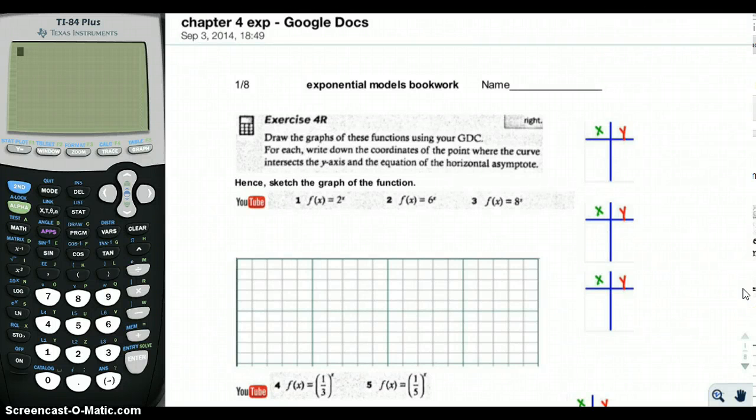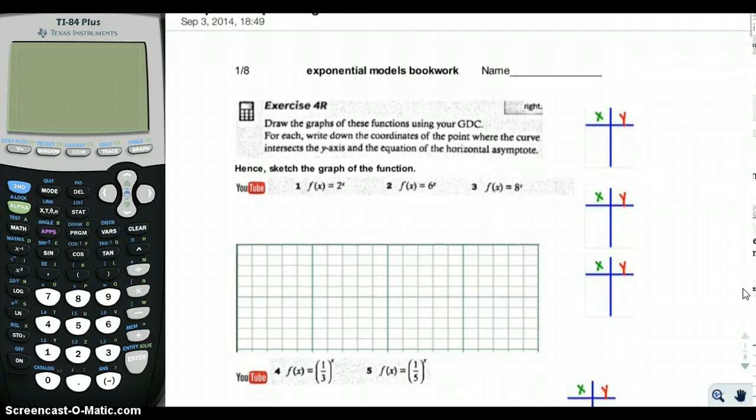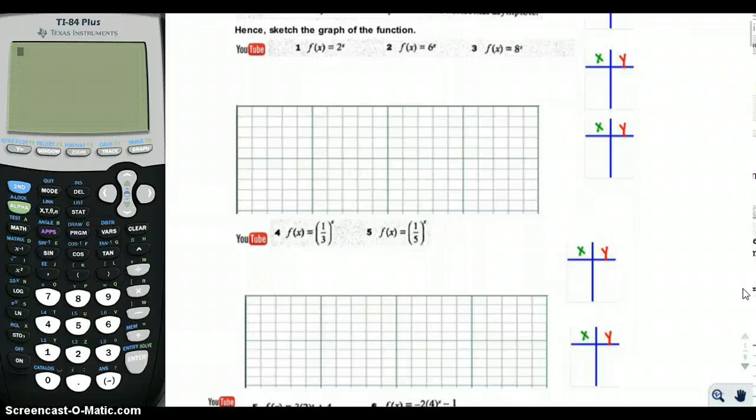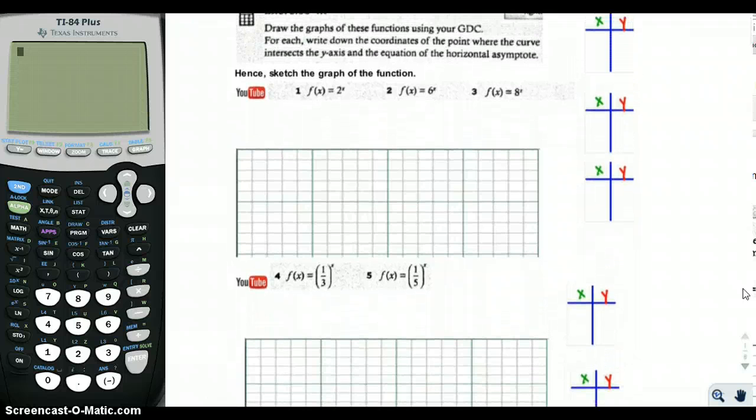Page 1 of the exponential models bookwork, exercise 4R, number 1. Draw the graphs of these functions using your GDC. For each, write down the coordinates of the point where the curve intersects the y-axis and the equation of the horizontal asymptote. So we'll start with this one here.